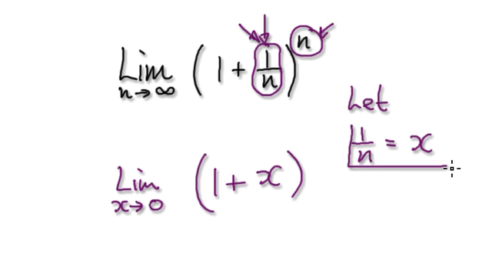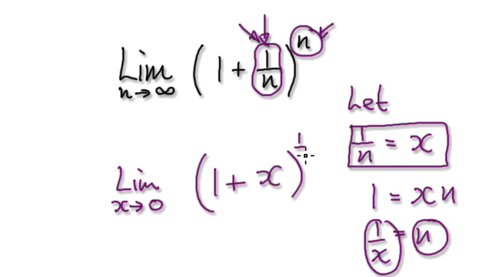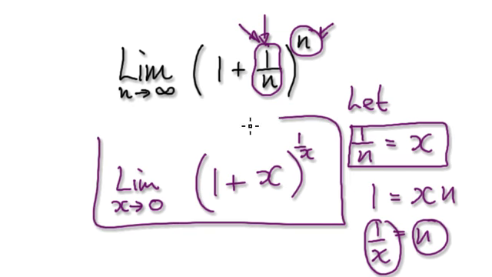So let's look back to this. Times both sides by n, so that gives us xn, and then divide both sides by x. So you see n here is 1 over x. So this here is 1 over x. Now we can see that this here is exactly the same as this.